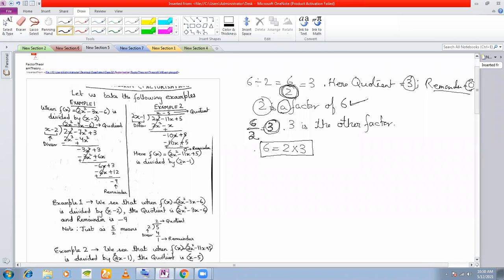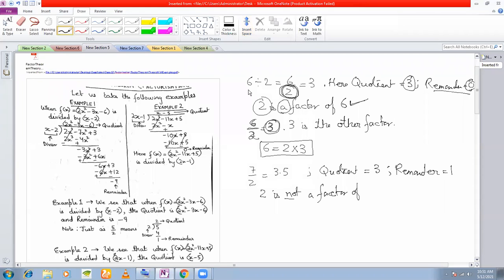And suppose I divide 7 by 2, what do I get? I get 3.5. In fact, what I get here is the quotient as 3 and my remainder as 1, isn't it? So can I say that 2 is a factor of 7? No. We say 2 is not a factor of 7, right? We say that 2 is not a factor of 7.